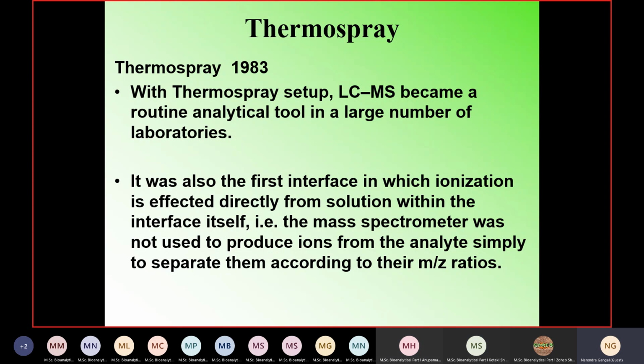So if that is so, in a 20 minute run, I am putting 22.4 liters of gas on my mass spectrometer. My vacuum will completely go off, because the pumping system will not be able to take out this much gas. The pumping system will completely fail. So the interface has to be such that it is able to take care of this kind of load of a liquid also. So that is why it was a very difficult thing.